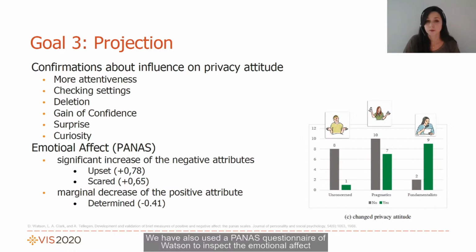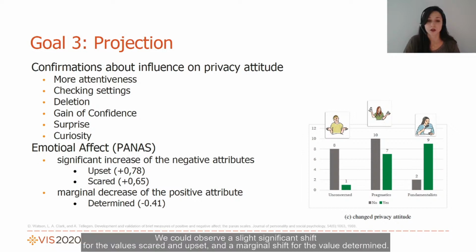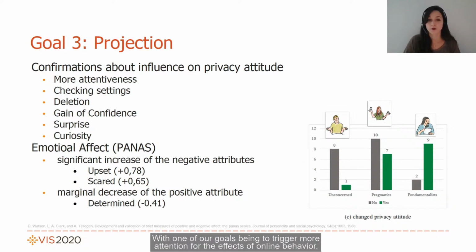We have also used a PANAS questionnaire of Watson to inspect the emotional effect before and after using Transparency VIS. We could observe a slight significant shift for the values scared and upset, and a marginal shift for the value determined. With one of our goals being to trigger more attention for the effect of online behavior, an increase of a slight alertness based on the insights can be seen as success.